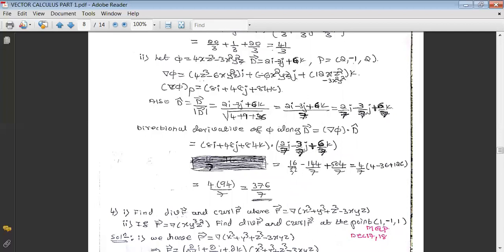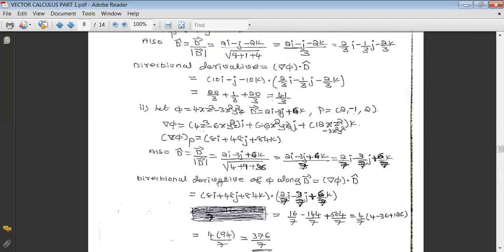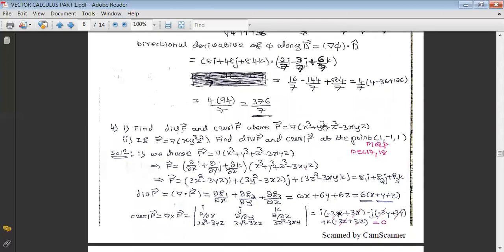And once you take 4 by 7 as your common term, that becomes 4 minus 36 plus 126, and this becomes 4 into 94 by 7, totally it becomes 376 divided by 7. That will be the directional derivative of the given scalar in this direction at this particular point, that will be the value.